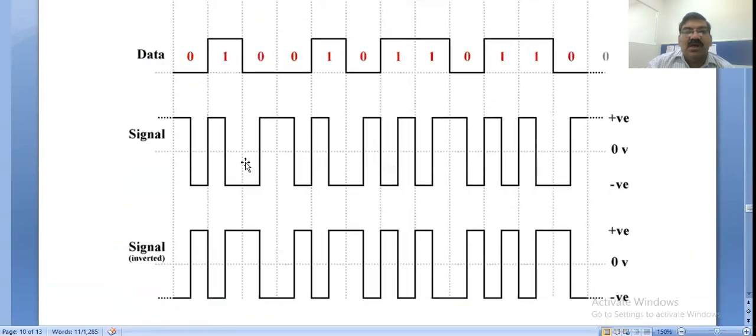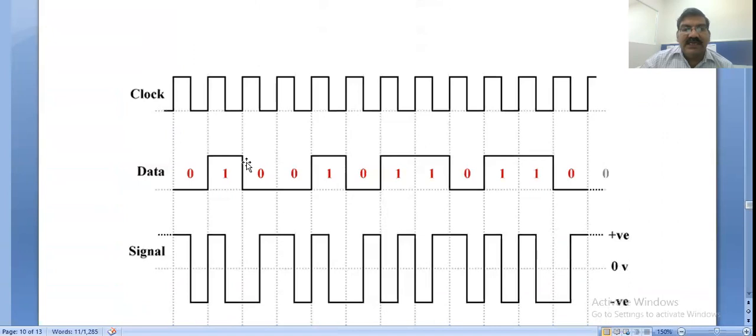So these are the coding techniques, and we require them. If you understand and learn them so that we can draw them, then we can understand them very easily.